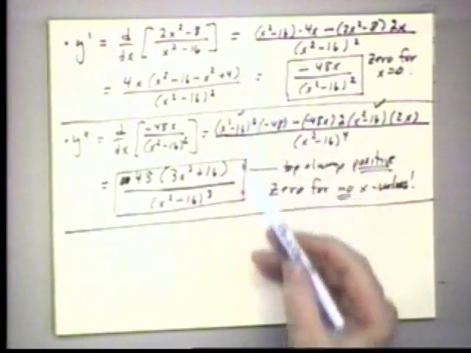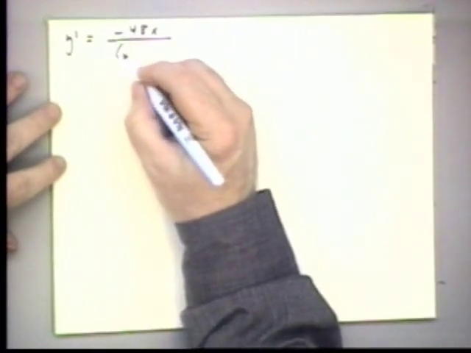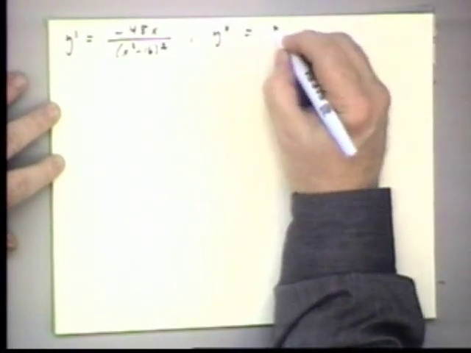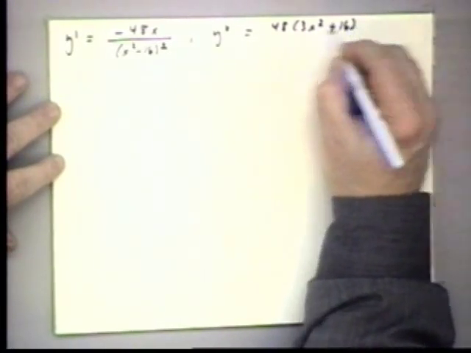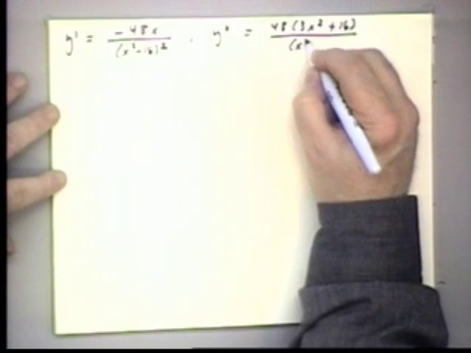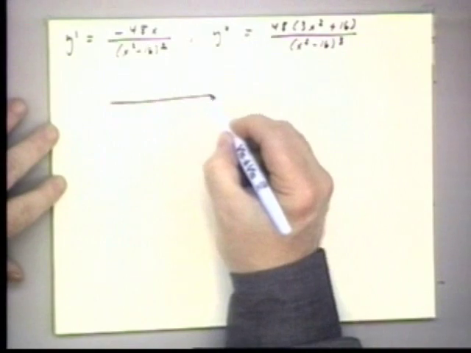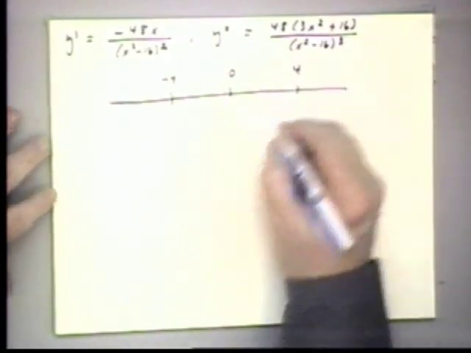All right, I think we have enough information now to go ahead and assemble a picture here. Let us go ahead and write down our derivatives, minus 48x over x squared minus 16 squared. And then the second derivative, which is plus 48, don't want to get that minus sign in there, 3x squared plus 16 over x squared minus 16 cubed. Now there were three numbers that turned up. They were minus 4, 0, and 4.